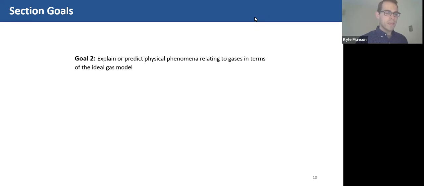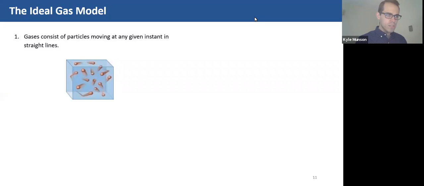And as always, chemists explain macroscopic phenomena in terms of particulate level behavior. And that's what we're going to look at today. We're going to look at the main features of this model and how it applies to our understanding of gases. So let's just go through this. This is going to be a fairly short video.